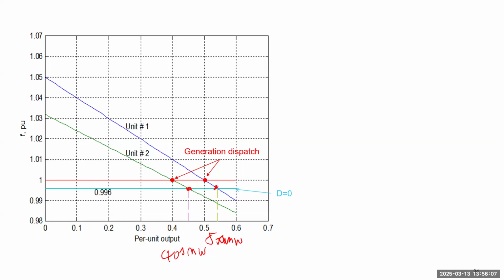That's the case without frequency dependent load. If there's a frequency dependent load, the frequency deviation will be smaller. So the 2 units will still increase their outputs, but they don't increase as much as in the D equals 0 case.